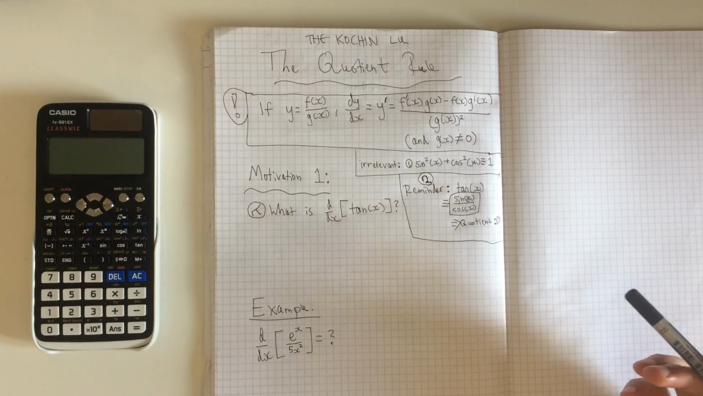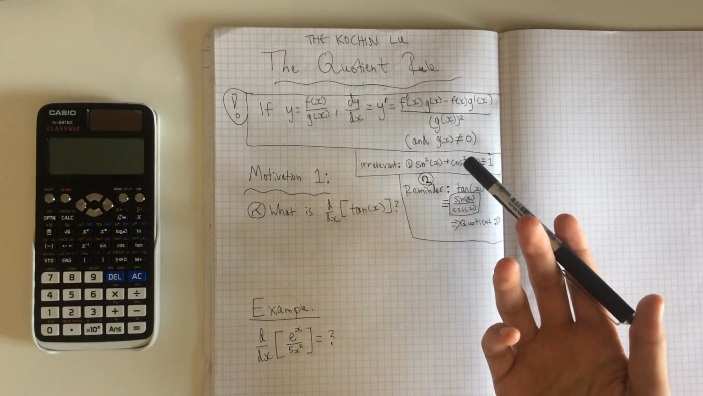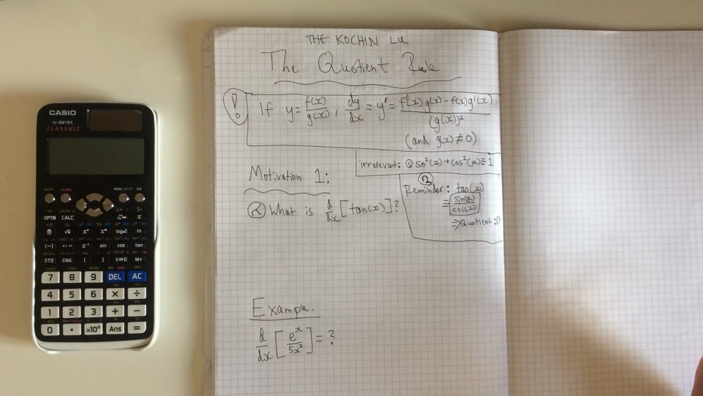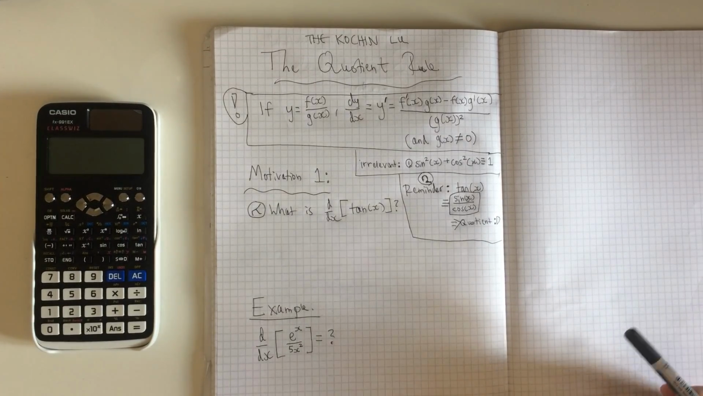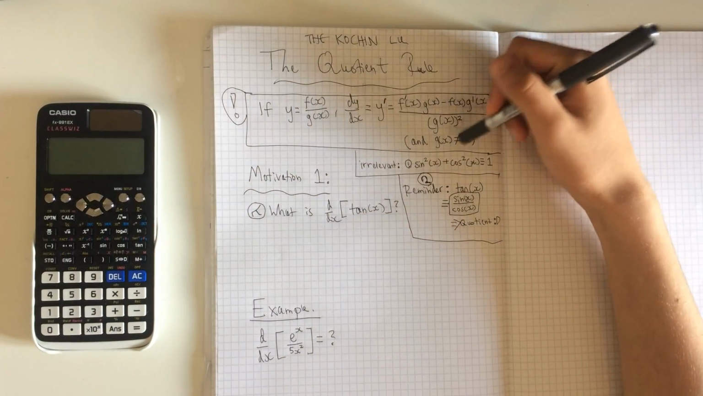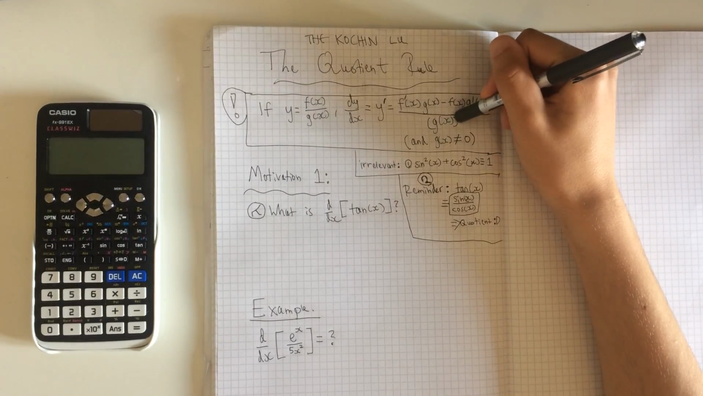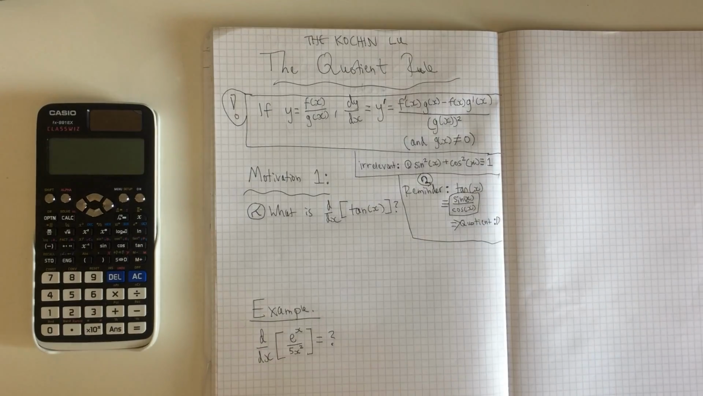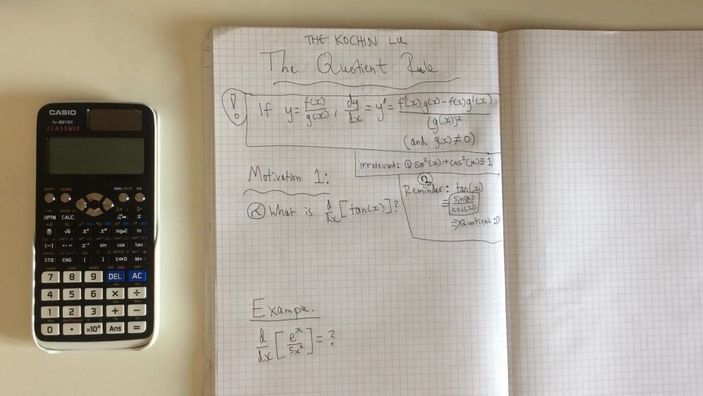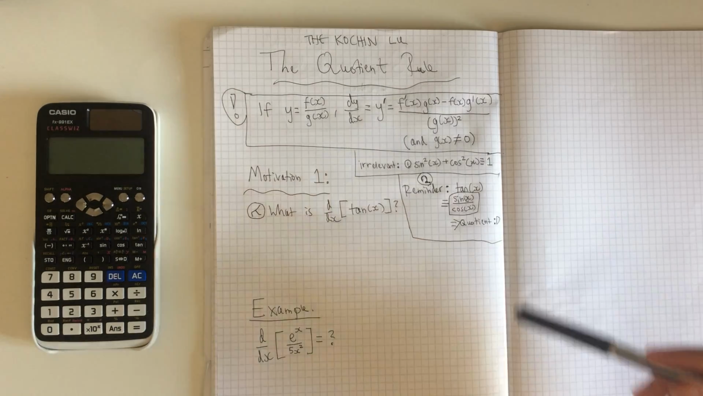But really all you need to remember is that it's basically the same thing as the product rule, but instead of a plus you have a minus, and all that is divided by the denominator function squared, so g of x. So if y is equal to f of x divided by g of x, then assuming that g of x is not equal to 0, because then of course you can't divide by 0, this is the result you need to be using.